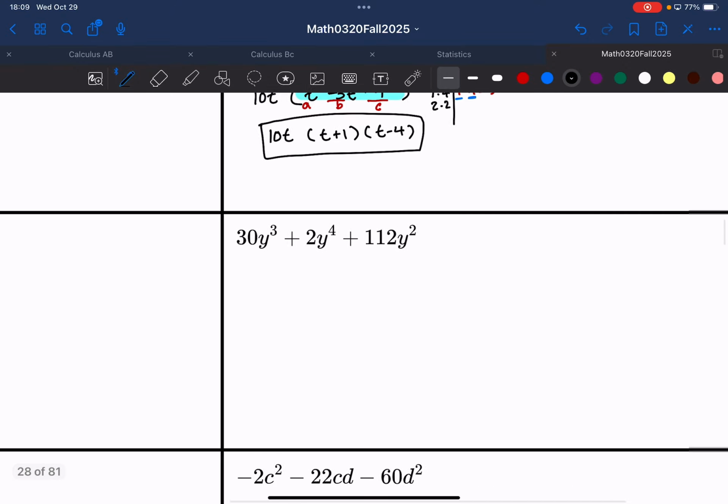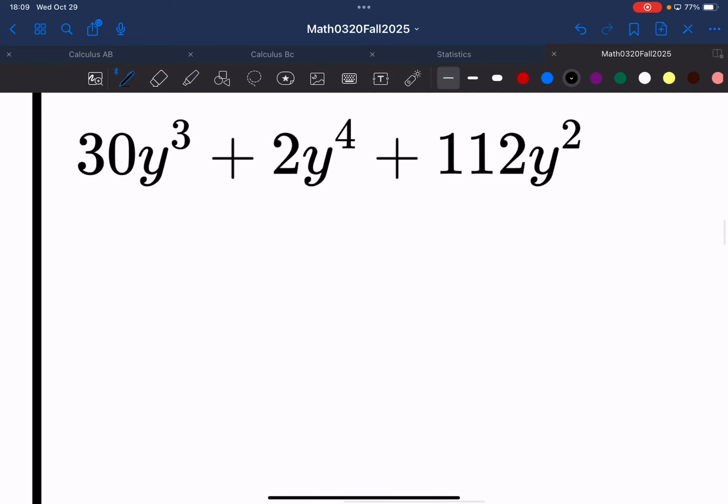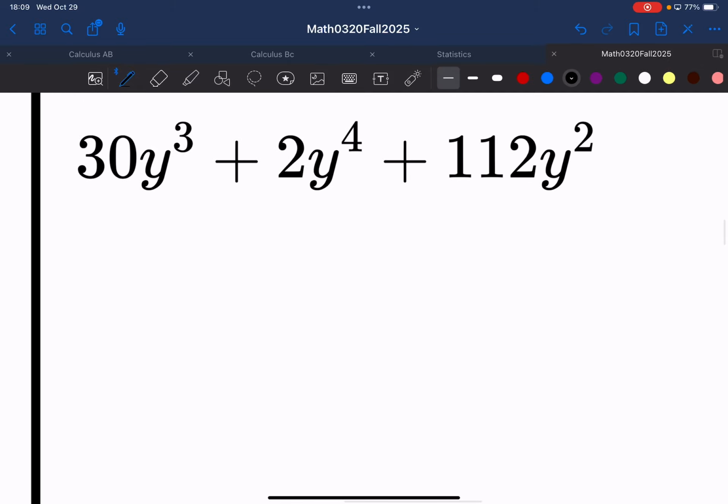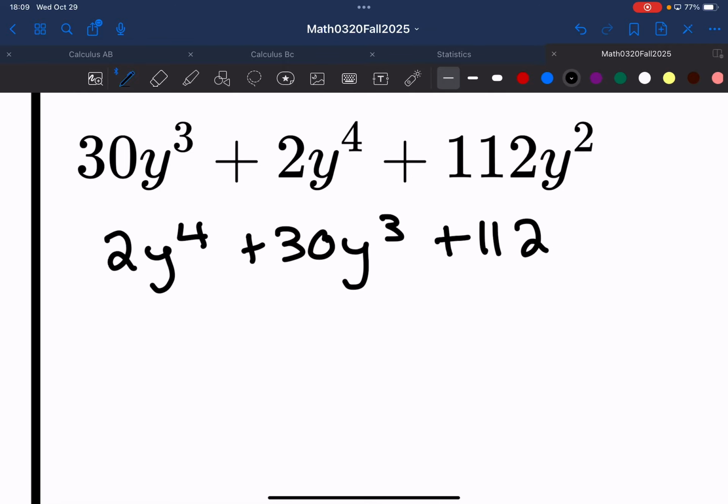Okay, and then the next one, we should first write it in order. So 2y to the 4th plus 30y cubed plus 112y squared. Then we should say, okay, I know I need to take out a GCF. What is that GCF? 2y squared.